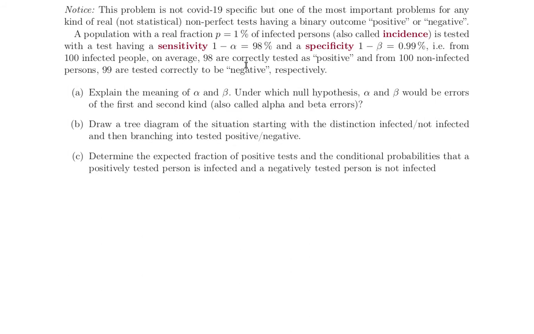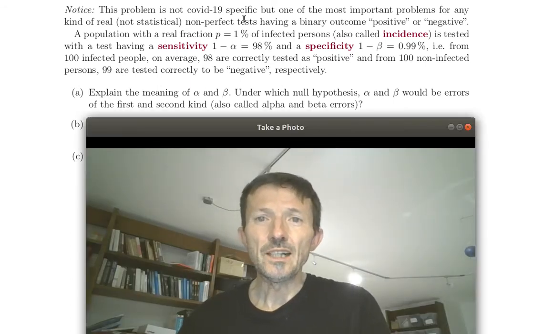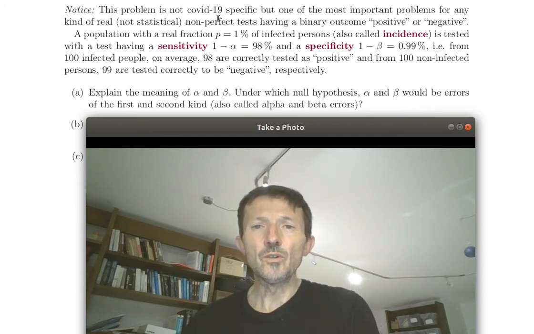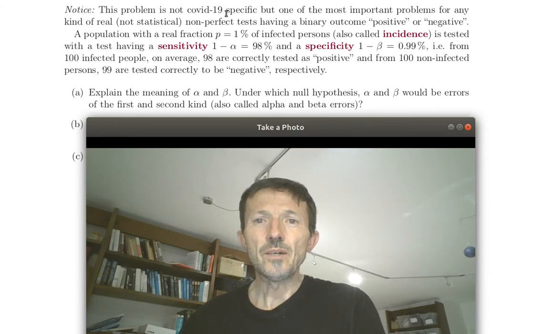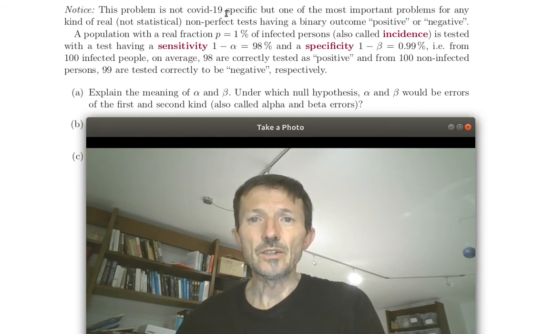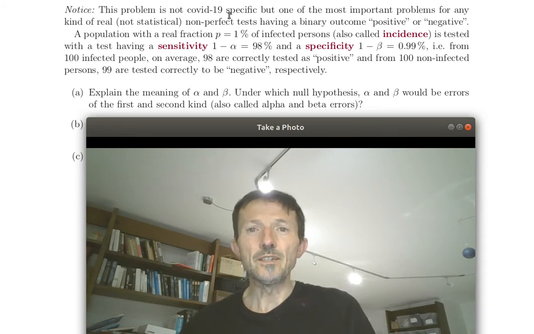So now we come to the third problem of this tutorial. It's a discussion about tests. With tests, I do not mean statistical tests, but physical tests with two outcomes. So it's not related only to COVID-19, but to any such binary physical tests. In reality, these tests are not ideal but real. That means they do not reflect reality perfectly.